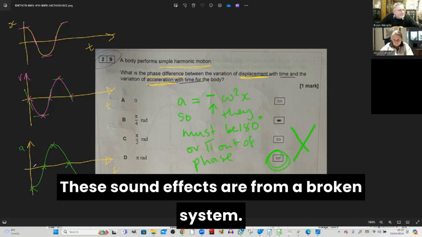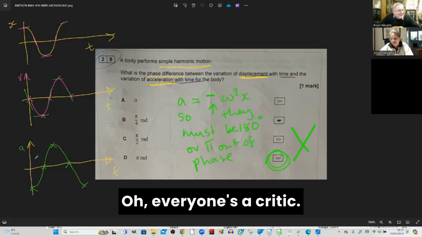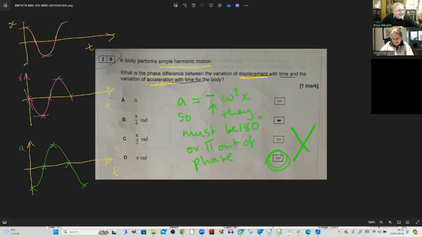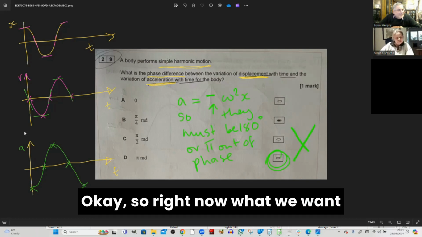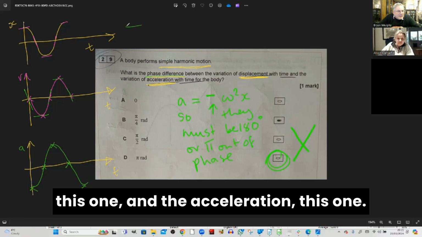These sound effects aren't very consistent. Oh, everyone's a critic.